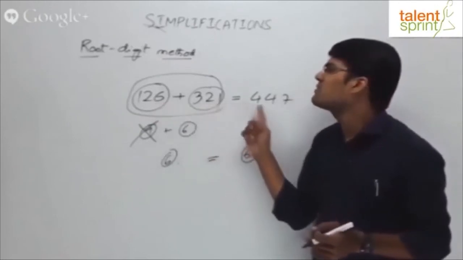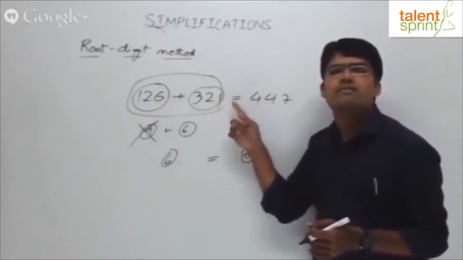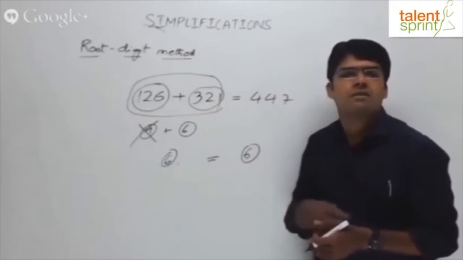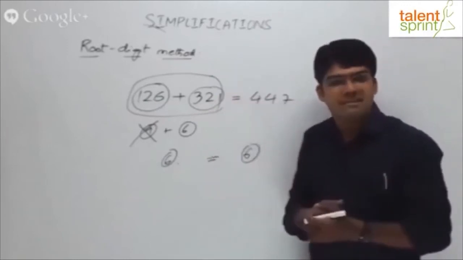126 plus question mark equals 447. Instead of doing the calculation, check whether the root digit is balanced or not. Which option balances the root digit? You get the answer, right?